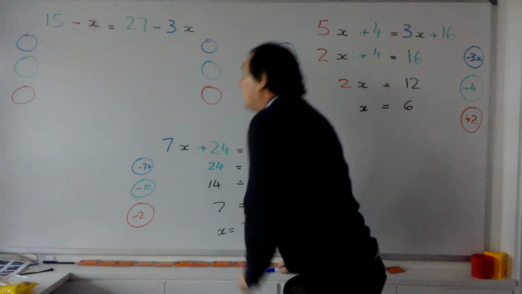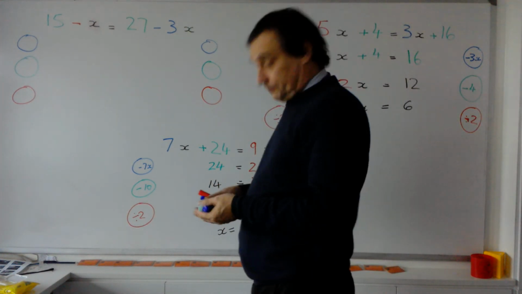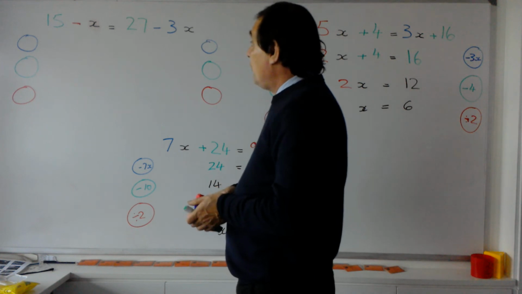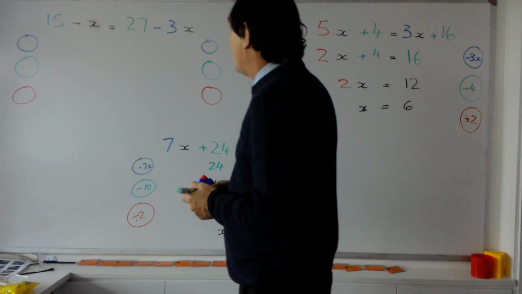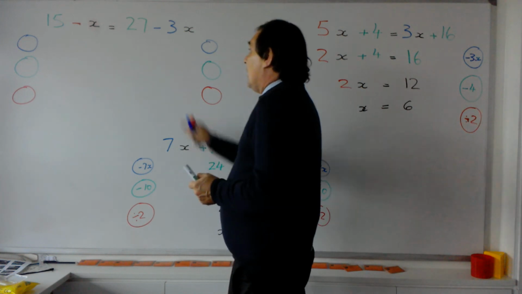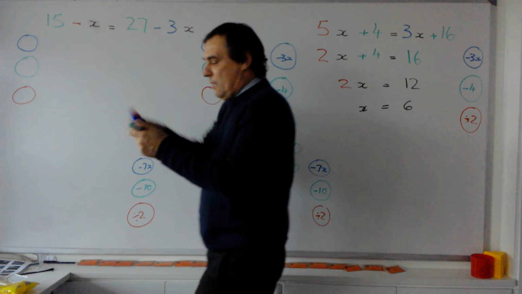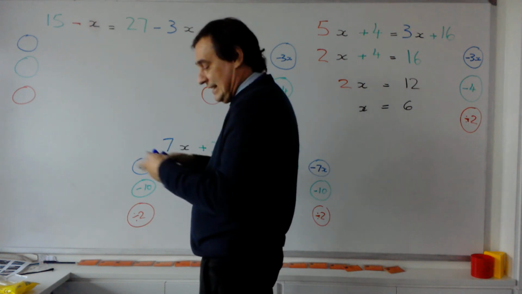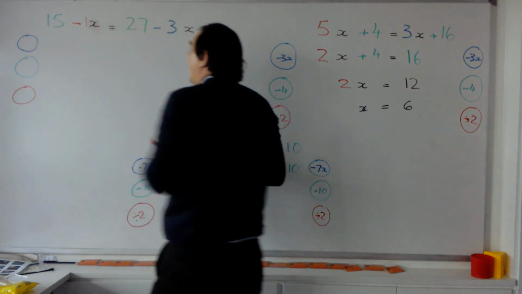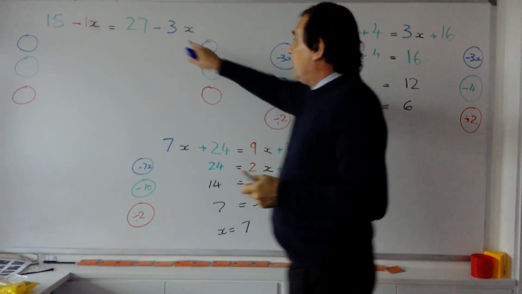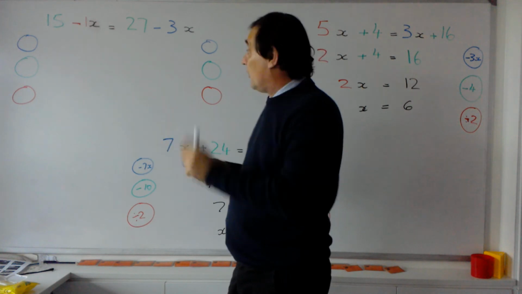Okay, up to the last one here, we've got some negative numbers. We've got 15 take away x is equal to 27 take away 3x. Now the minus 3 is smaller than this, because this is minus 1, remember, because we never actually see the 1. We're going to put it in now, the imaginary 1. So minus 3 is smaller than minus x, or minus 1x, alright?